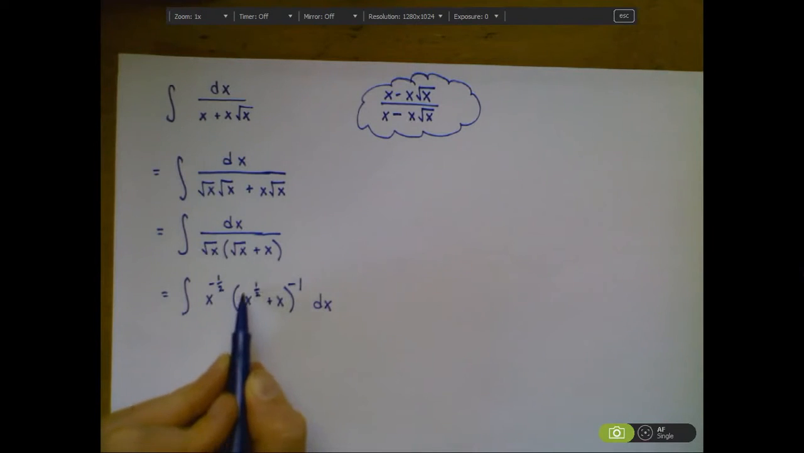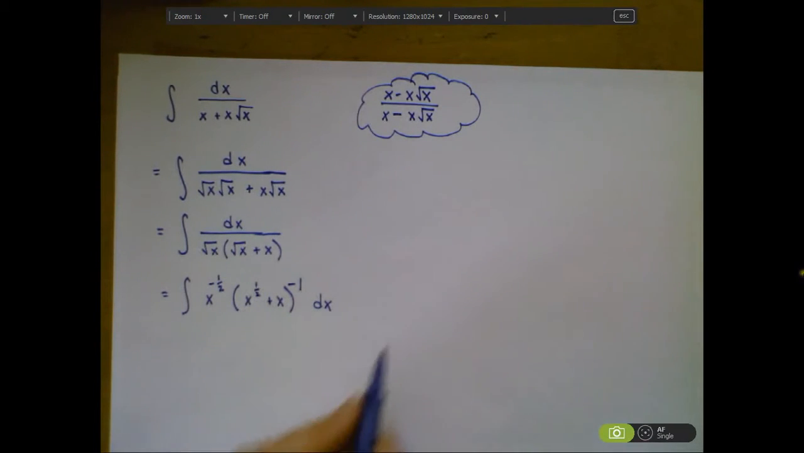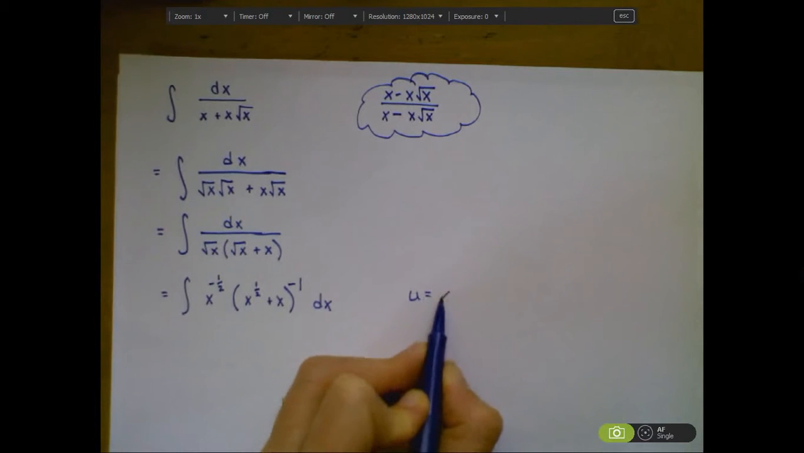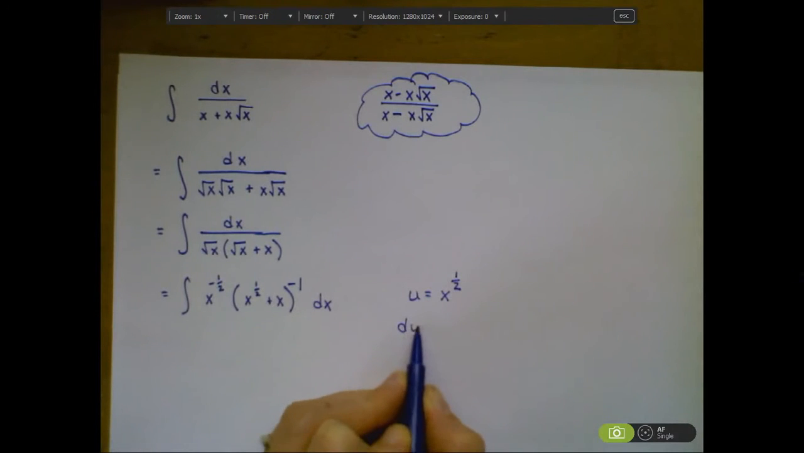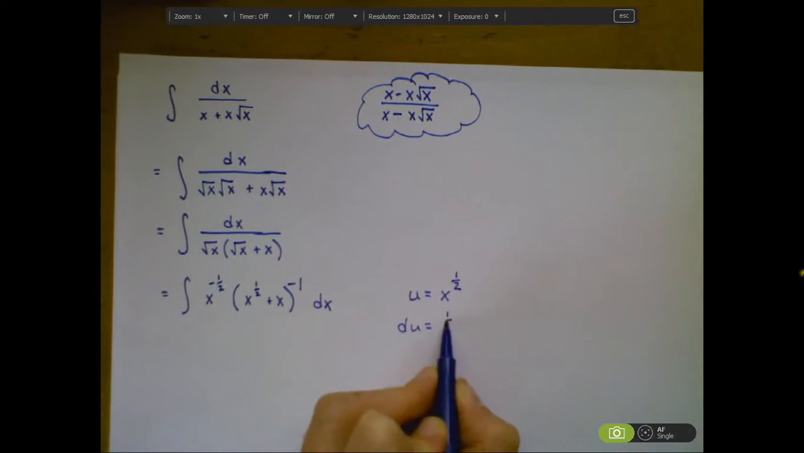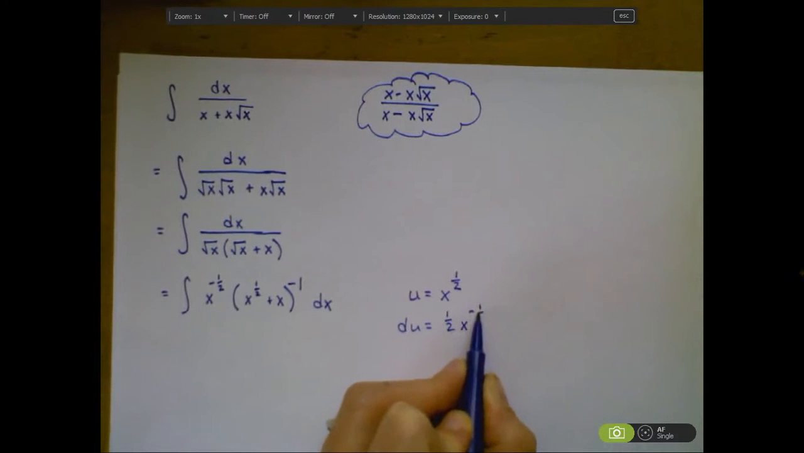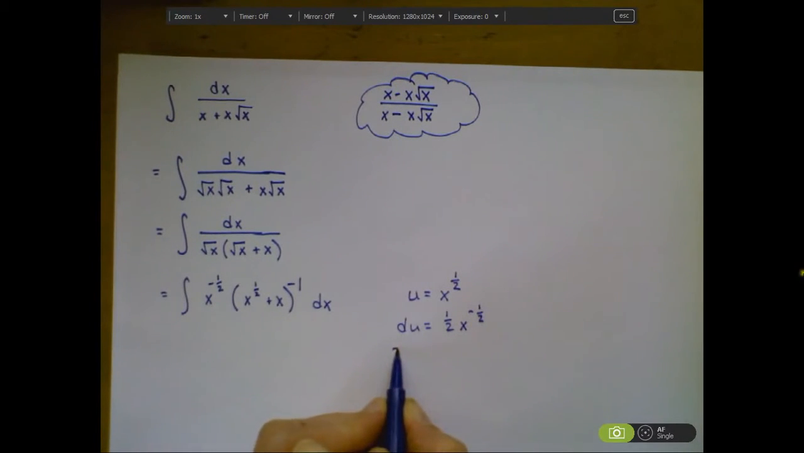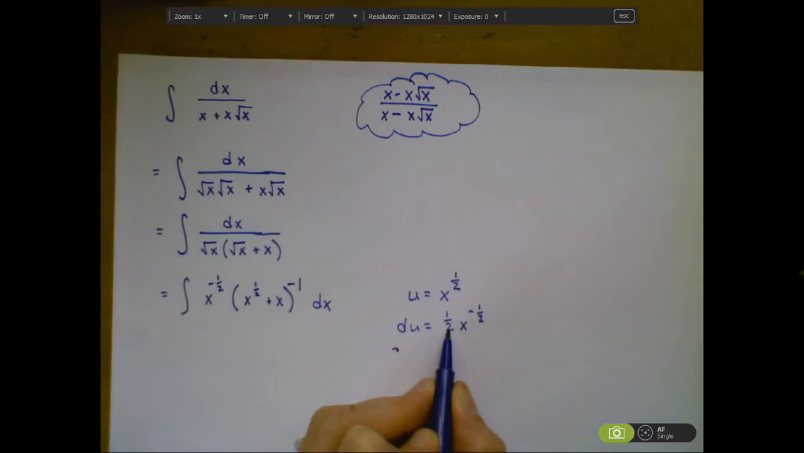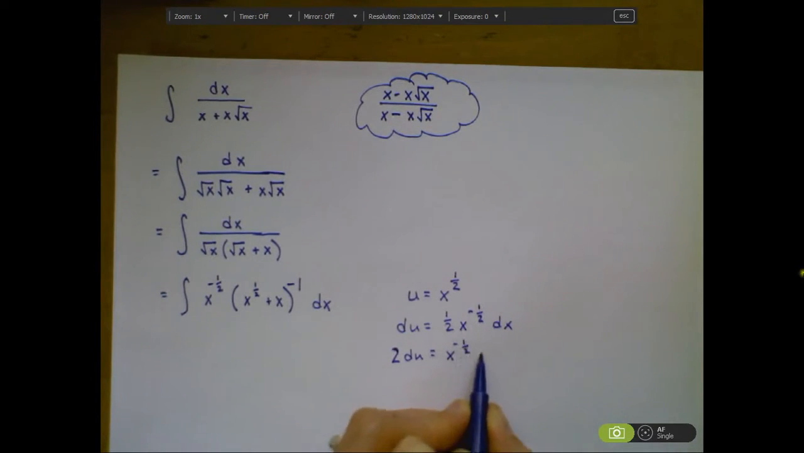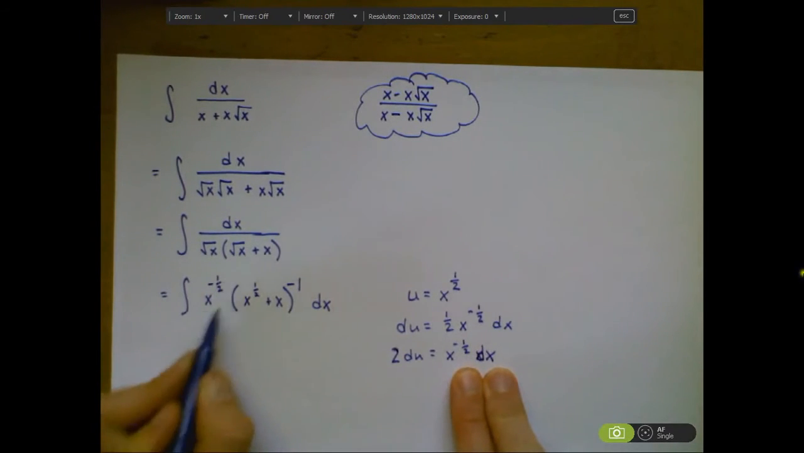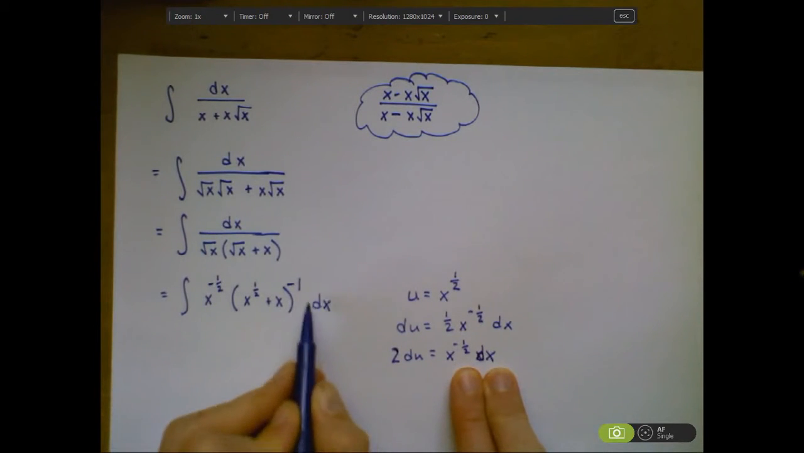I'm going to pick sort of a clever version of u. I'm going to set u equal to x to the 1/2, because then my du is hiding right here. My du then becomes 1/2 x to the negative 1/2 dx, or multiplying both sides by 2, 2 du is equal to x to the negative 1/2 dx. So I have the x to the negative 1/2, and I have the dx.